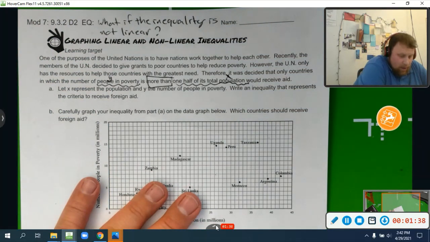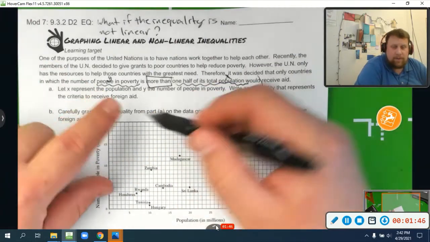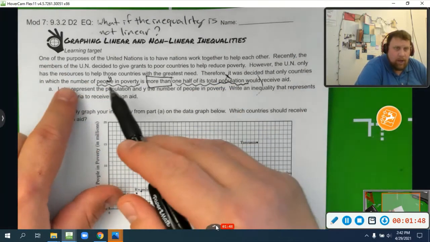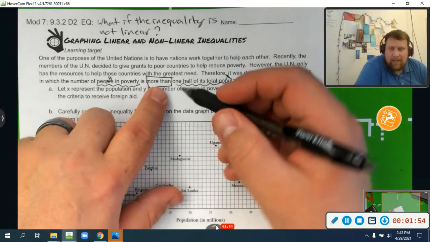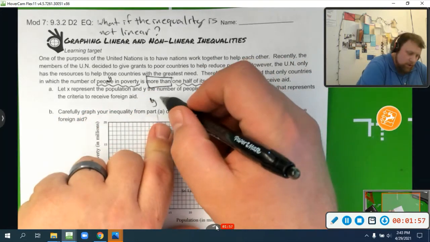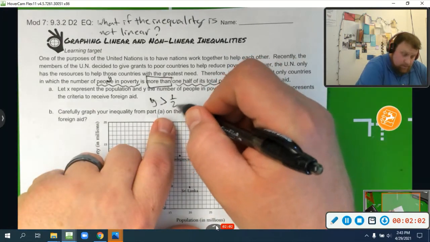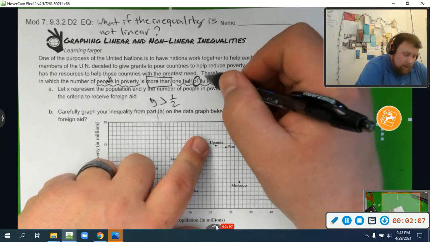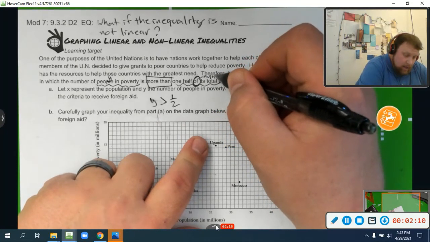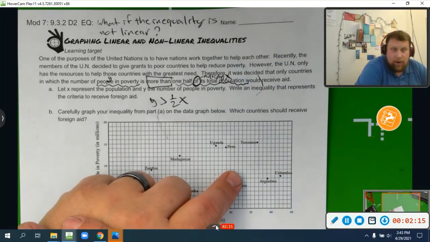Write an inequality that represents the criteria to receive foreign aid. Let's see. What does this say? So we're cutting out all this stuff. All this stuff is great, but this is the part that really matters. The number of people in poverty, so Y, is more than. What's the sign we use for more than? Greater than. 1/2. That sounds good enough. Of its total population. Remember, in math, of means multiply. So times the total population. Look at that. Y is greater than 1/2 X.